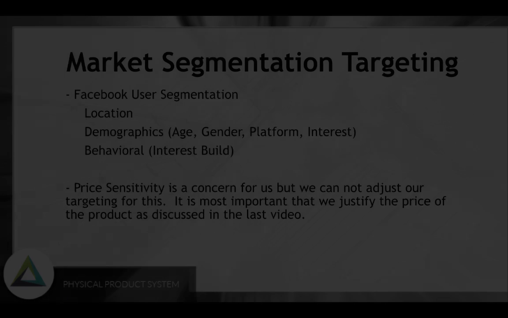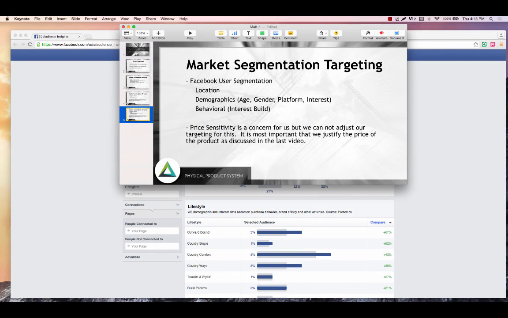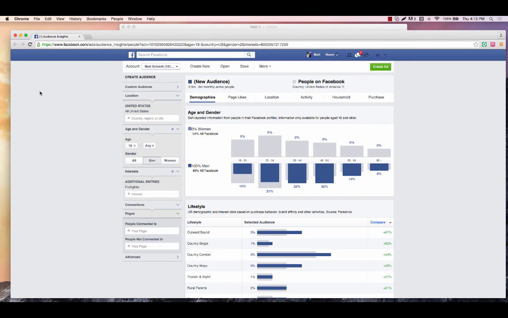So let's go over the shoulder here. Now we're talking about the Audience Insights tool. All you do is go to your Ads Manager and press the button that says Audience Insights. It's going to be in your navigation bar.